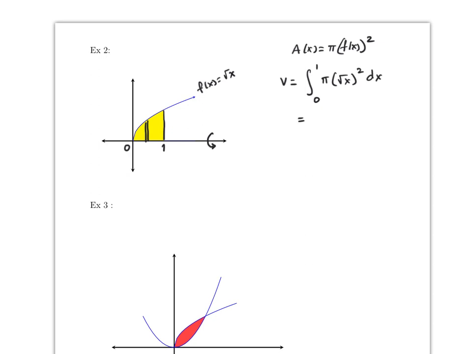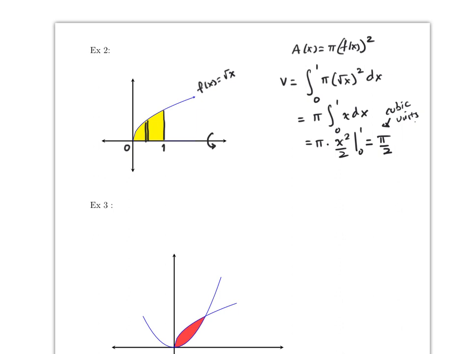And then this pi goes outside. This is the integral from 0 to 1 of x dx, and the integral of that is pi times x squared over 2, and you go from 0 to 1. This is going to be just pi over 2. And the volume is always measured in cubic units. So you can see that's pretty simple.